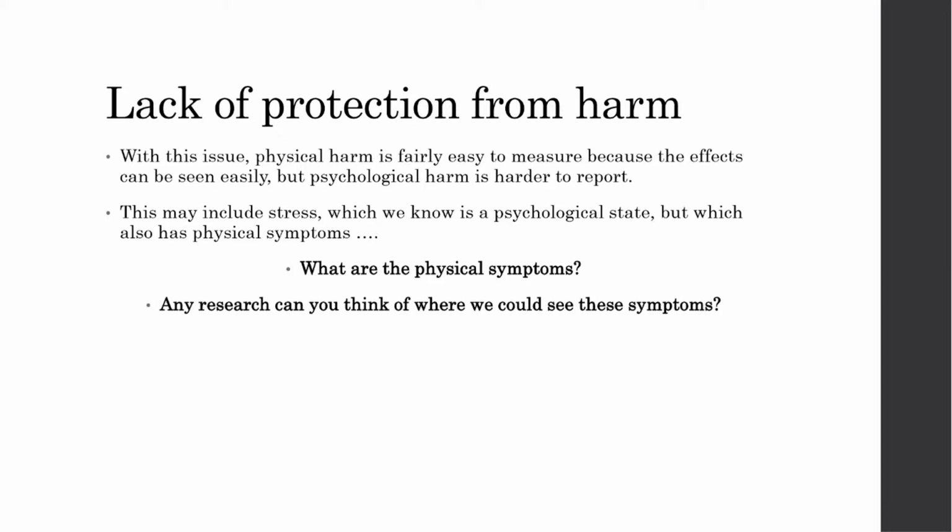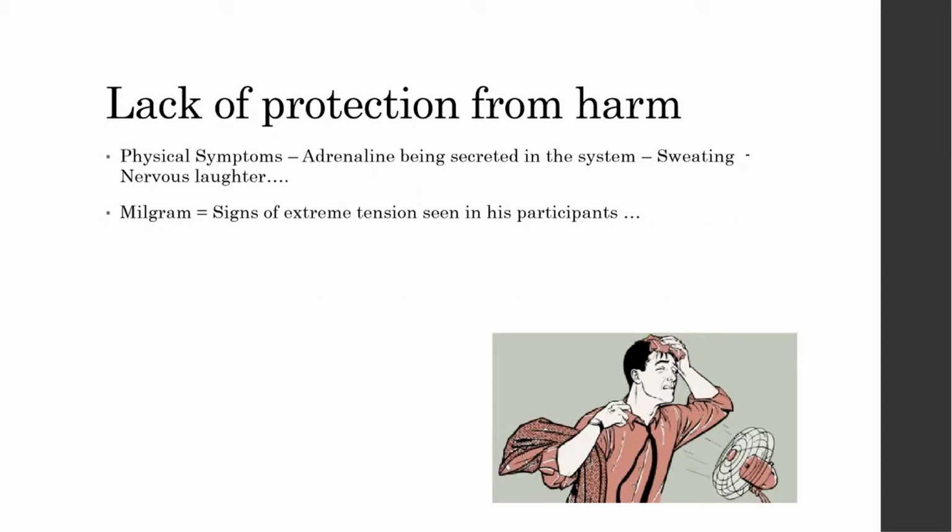The symptoms which we could physically see are, for example, adrenaline being secreted in the system when someone is stressed, sweating, or nervous laughter. The experiment where we could actually see this in practice is with Milgram, with the signs of extreme tension seen within his participants. So with the nails being put into their skin, the nervous laughter, sweating, etc. All of which we've identified already as physical symptoms of psychological stress.